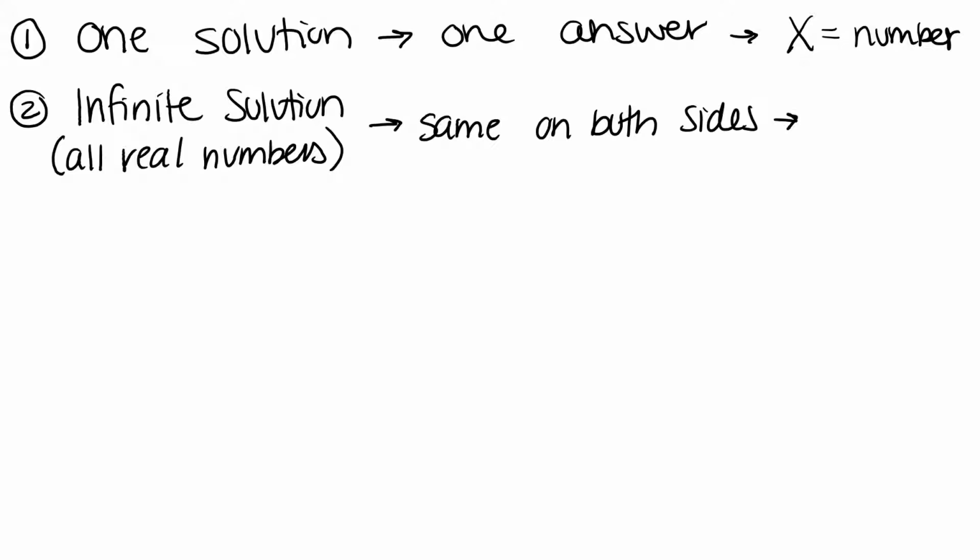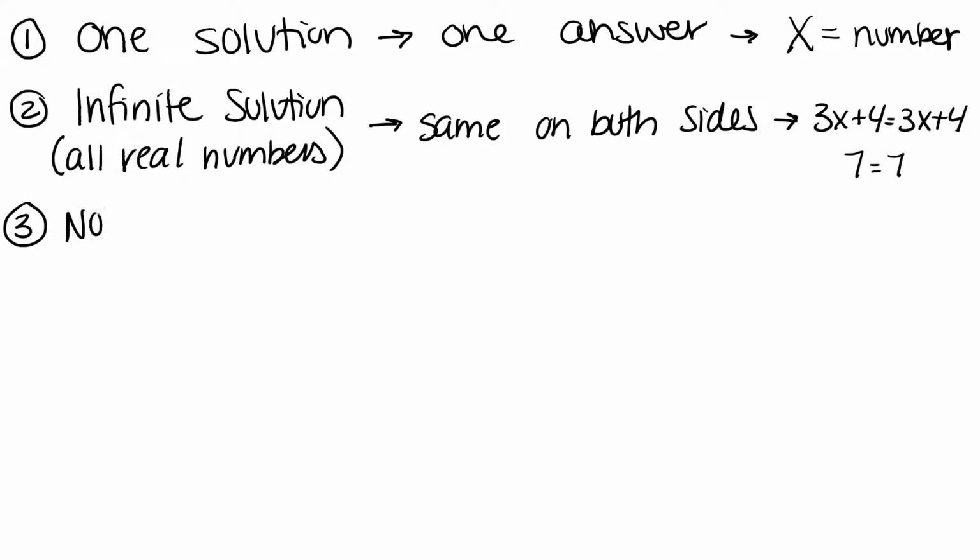That would be, for example, 3x plus 4 equals 3x plus 4. It could also just be a number, 7 equals 7. The same on both sides means it's an infinite solution.